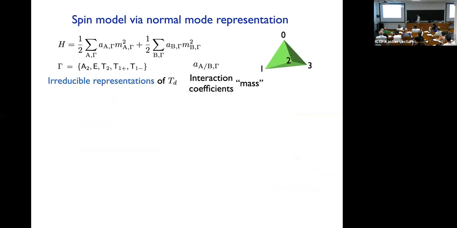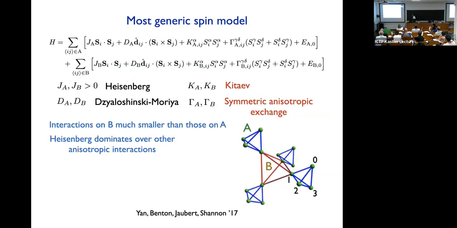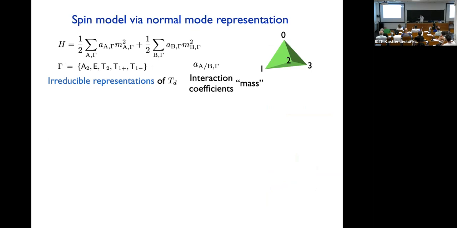Instead of working with this very complicated spin model, it turns out it's much more useful to write down this model using the normal modes of the spin operators. At this point, let's think about a classical model first. So I'm going to start with a classical model. These are not operators, these are just vectors.